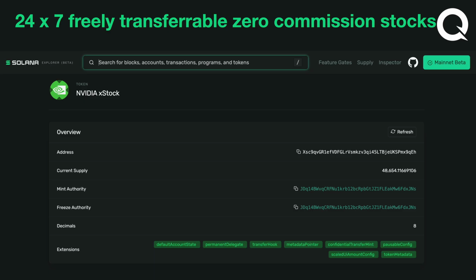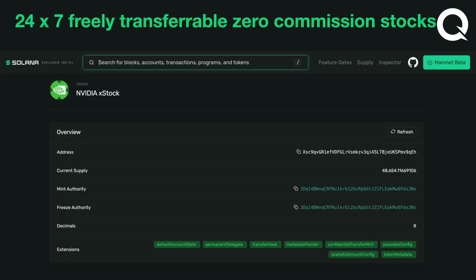So for compliance, you have things like permanent delegate, freeze authority, default account state, transfer hooks. If you turn out to be North Korea, they can stop you from owning NVIDIA stock. Major event handling for things like stock splits or corporate actions, that's handled using scaled UI and pausable. There's branding and tickers provided by the token metadata program. You no longer need an extra account just to put some metadata on your tokens.